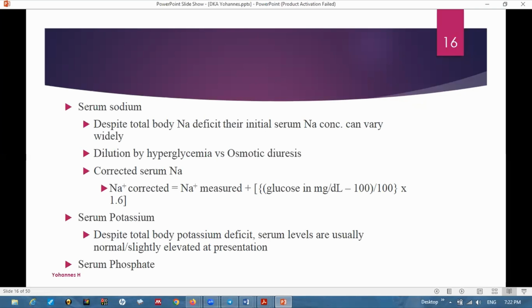When we start management of DKA, due to the decrement in the acidosis and osmolality, there can be a shift of potassium from the intravascular to the cellular space. So we should be cautious in the management. The other is serum phosphate. Most of the time, serum phosphate and magnesium are depleted in DKA.